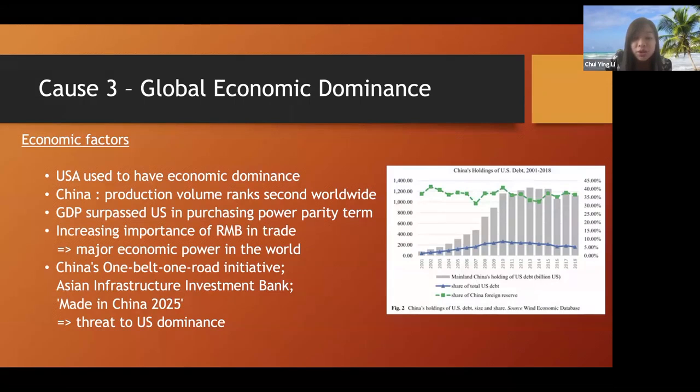Other initiatives such as the One Belt One Road, the Asian Infrastructure Investment Bank, and the campaign Made in China 2025, all these pose threats to US dominance. Knowing the threefold cause gives us a deeper understanding of the trade war. Most importantly, it provides us a framework to analyze the future evolvement.